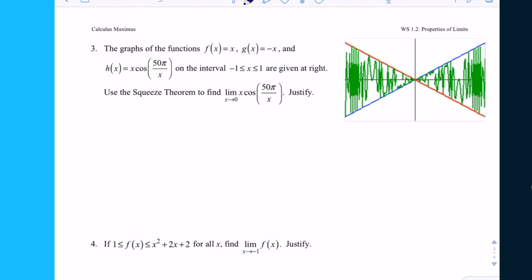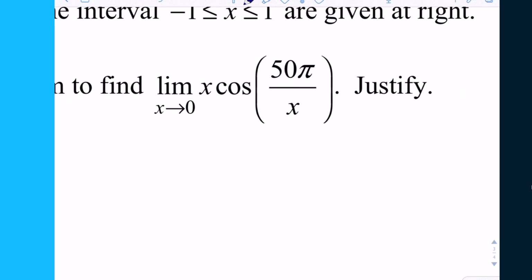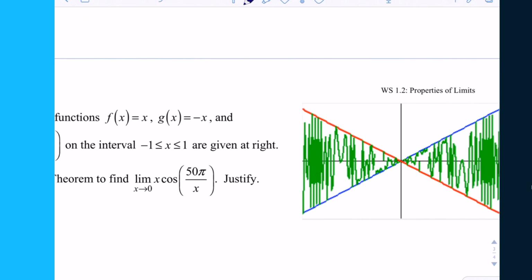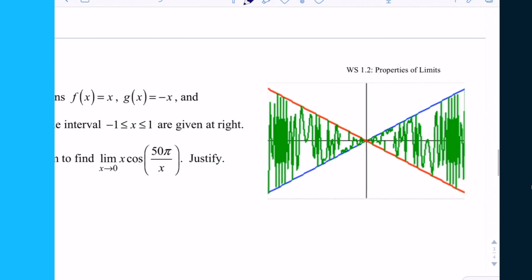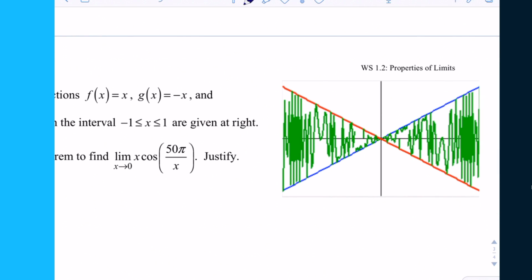We want to use the squeeze theorem to prove, essentially, and find what the limit is as x goes to 0 of the green graph. Now notice direct substitution is not going to work here, because when you plug in, you get a 0 times, this becomes infinity, and cosine of infinity doesn't exist. But you might figure out, if you have the graph, that it's what? 0, and it is. So how do we prove that?